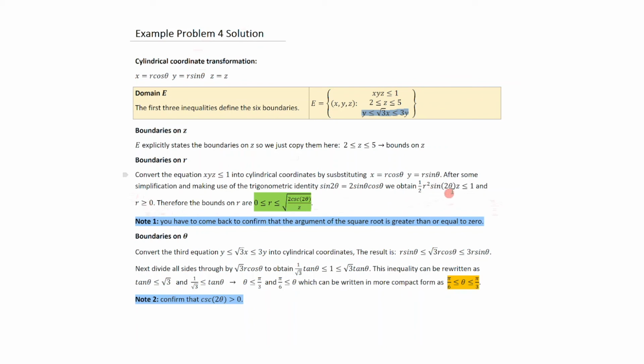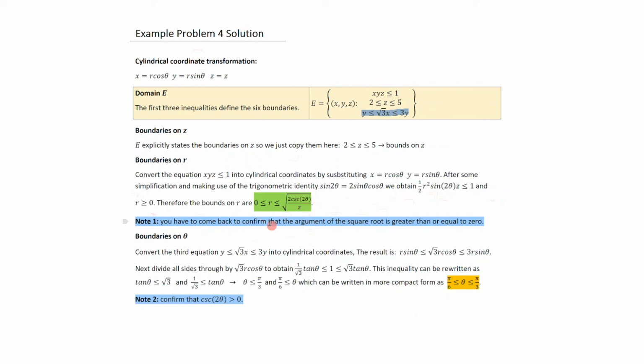So there will be 2 bounds, one from here and one from here. And so you basically would then express r in terms of theta and z. So just bring everything over on this side and take the square root. So you have 0, which comes from here, is less than or equal to r, which is less than or equal to the square root of 2 cosecant 2 theta divided by z.